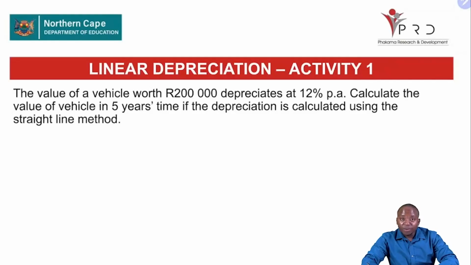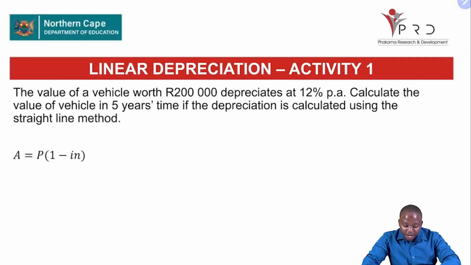Right, welcome back. Now let us discuss the solutions of our activity as it was given to us. Activity 1 said the value of a vehicle is worth 200,000. It depreciates at 12% per annum. Calculate the value of the vehicle in 5 years' time if the depreciation is calculated using the straight line method.